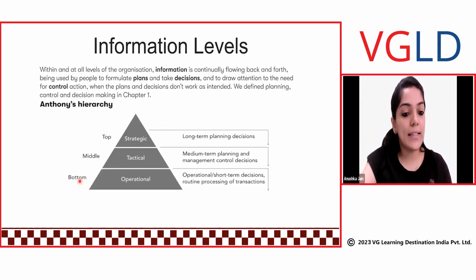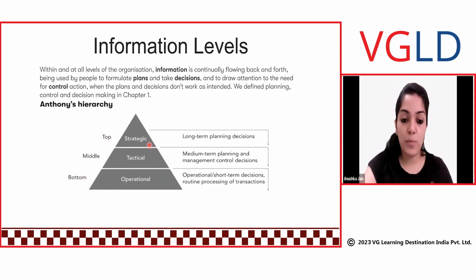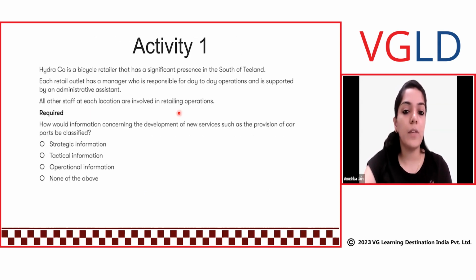That is what Anthony's hierarchy helps us to understand, that there are 3 levels of management in the company and the information requirements of each one of them are different, because strategic management is involved in long-term planning decisions, tactical management is involved in medium-term planning, and operational management is involved in routine processing of transactions. So that is what Anthony's hierarchy helps us to understand. Clear? So let's do one activity on the basis of this knowledge. You will be giving me the answer.